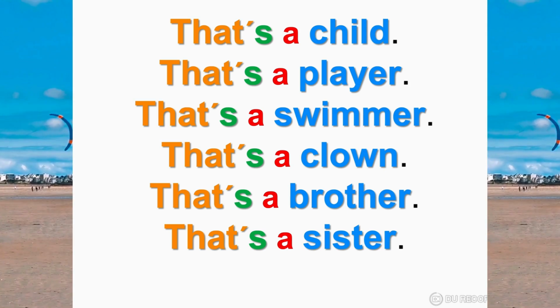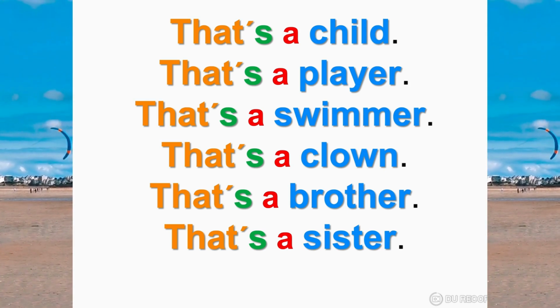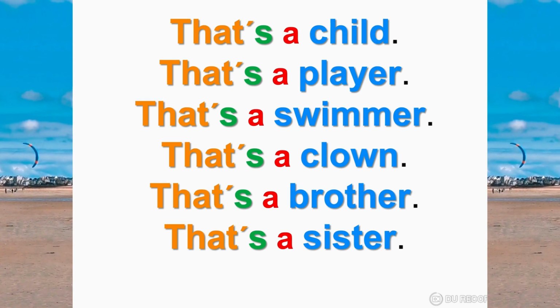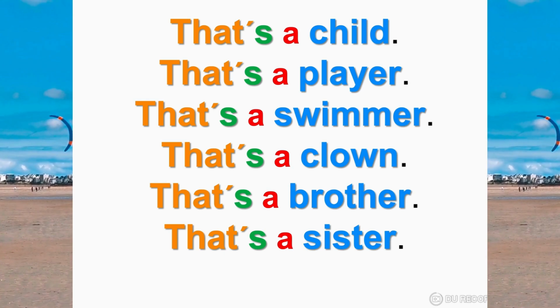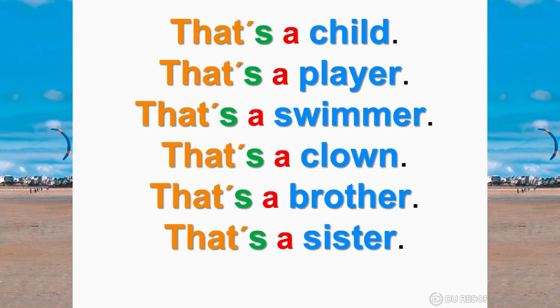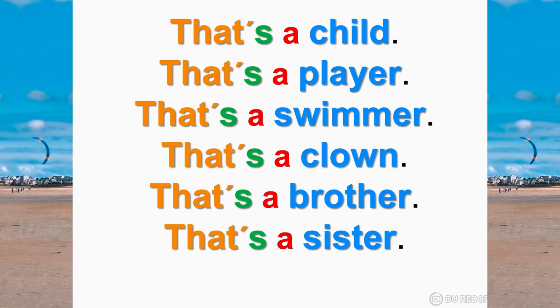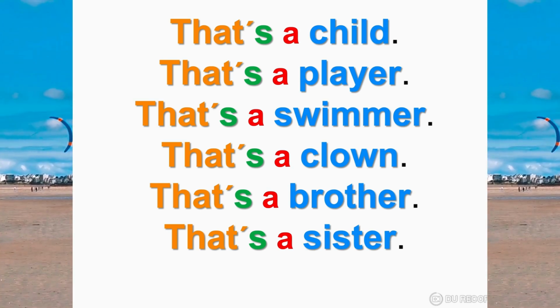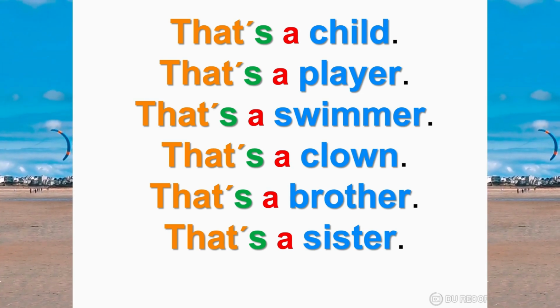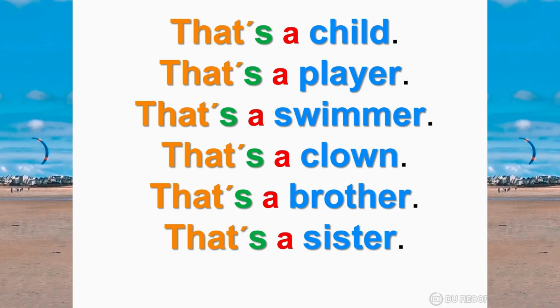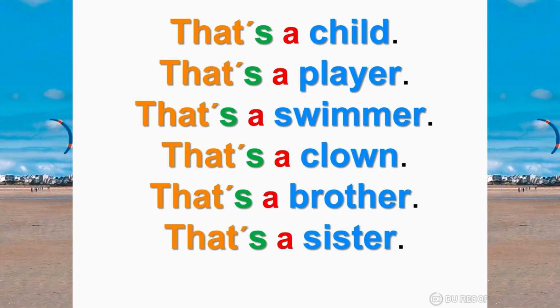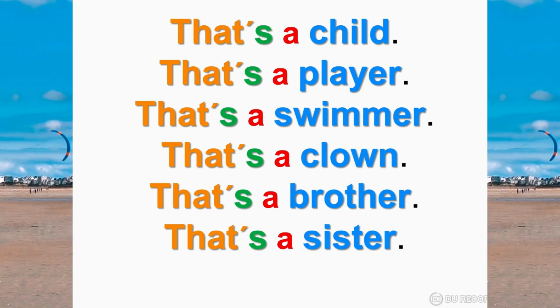That's a child. That's a player. That's a swimmer. That's a clown. That's a brother. That's a sister. Let's repeat after me. That's a child. That's a player. That's a swimmer. That's a clown. That's a brother. That's a sister. Let's continue.